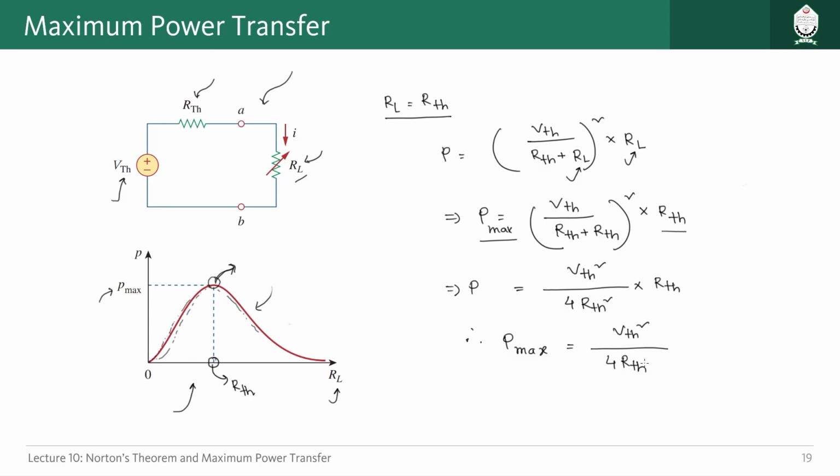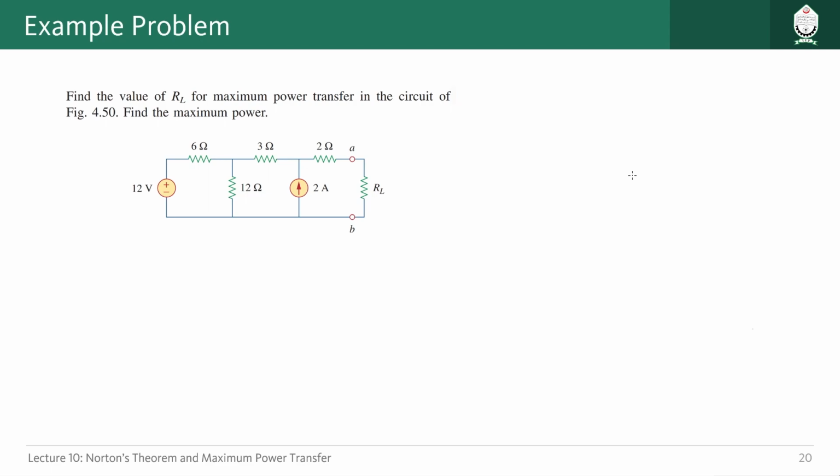Now based on these results we have got, we have to solve one problem. So let us see that. In this problem they are saying to find the value of RL for maximum power transfer in the circuit of this figure, and then also find the maximum power. Before doing that we have to represent this circuit using a Thevenin equivalent circuit, right? So we know how to calculate the Thevenin equivalent circuit. Let us try to solve this one.